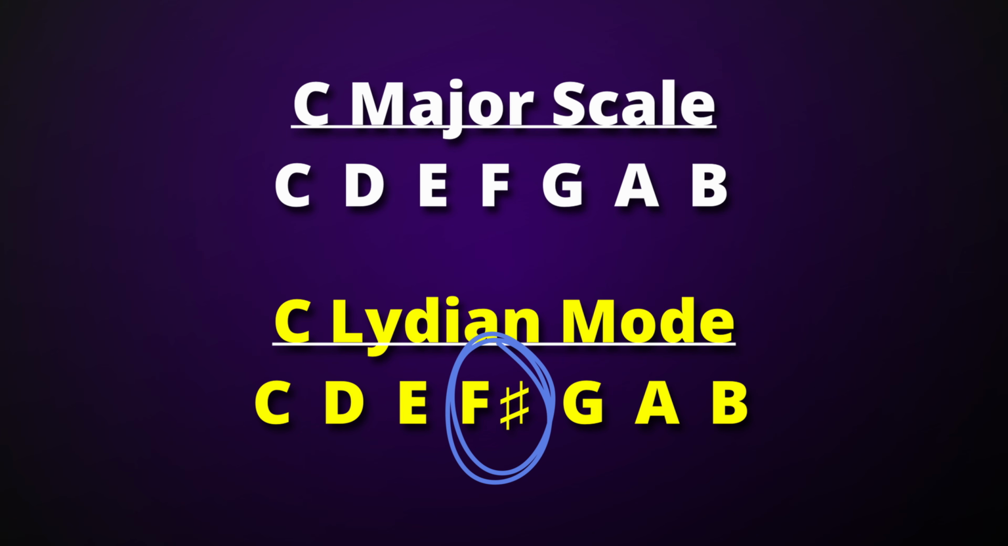Just think of it as a major scale with a raised fourth. For example, C major has the notes C, D, E, F, G, A and B. So C Lydian has the notes C, D, E, F sharp, A and B.